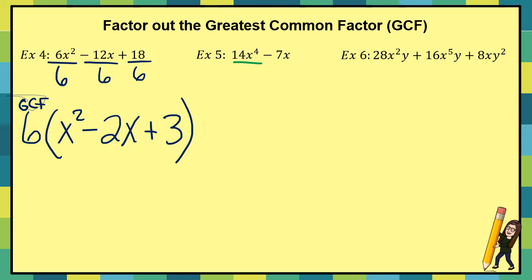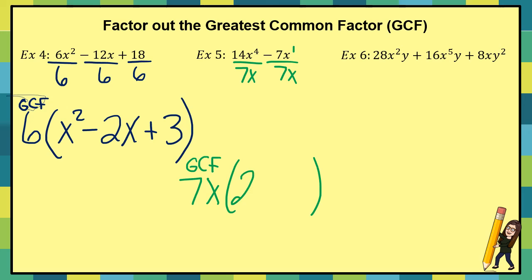All right, let's take a look at this next one. 2 terms, 14 and 7. Well, I can divide out a 7. That would be the greatest. And I have an x to the 4th and x to the 1st. The most I can take out would be a 1. So my GCF on this one is 7x.